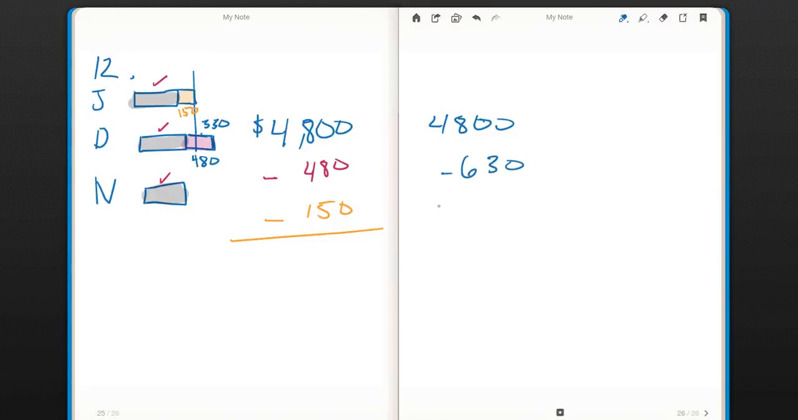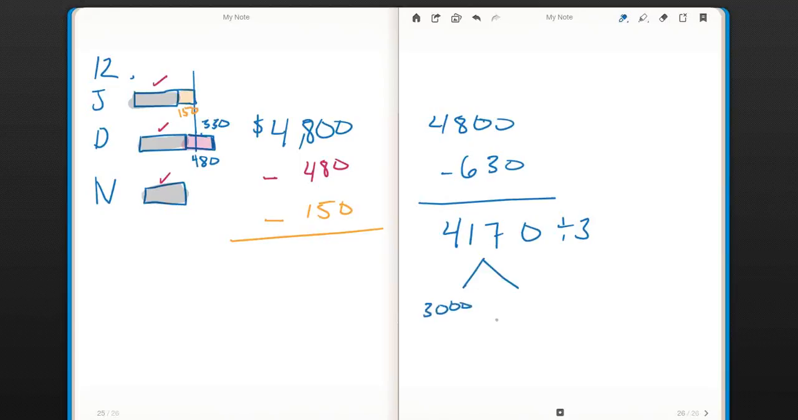4,800 minus 600 is 4,200. Take away 30 and I get 4,170. Am I finished? Absolutely not. 4,170 are the three blue boxes. I still need to divide that by 3.